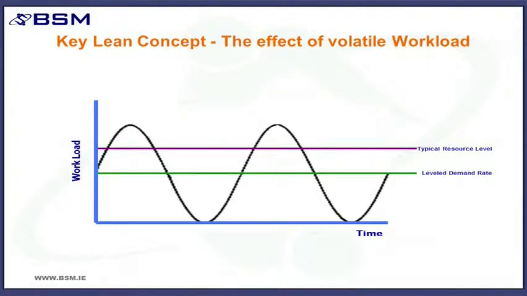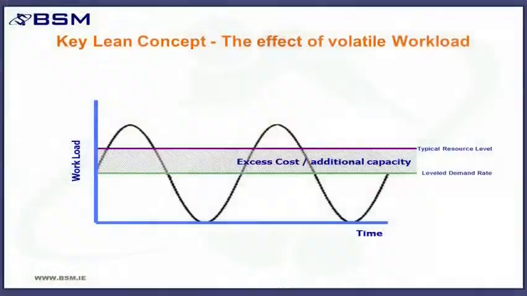And you'll notice that it's higher than the level demand rate. And the reason it's higher is because we know that if we only carried enough resources to meet the level demand rate, then we would frequently be late. And the gap between the green line and the purple line is excess cost or it's lost capacity, whichever way you look at it, because you're carrying more resources than are actually required to deal with the level demand rate. And what leveling is about, really, is about getting those two lines as close as possible to each other. And in order to do that, you need to come up with what we call leveling solutions.